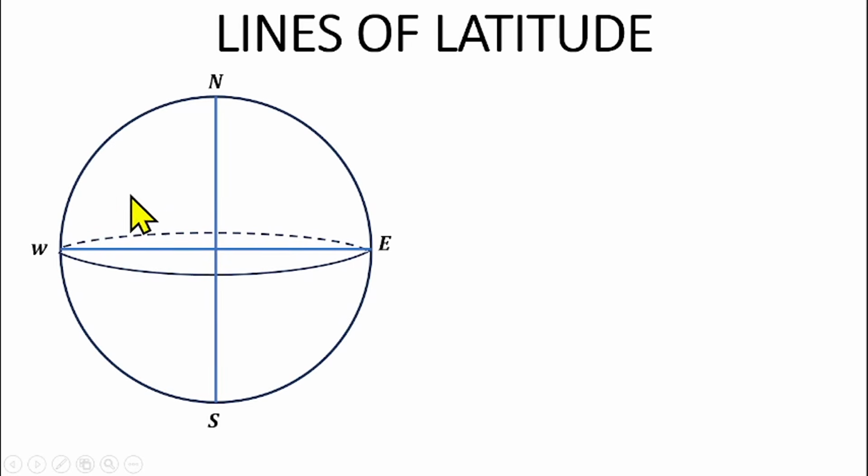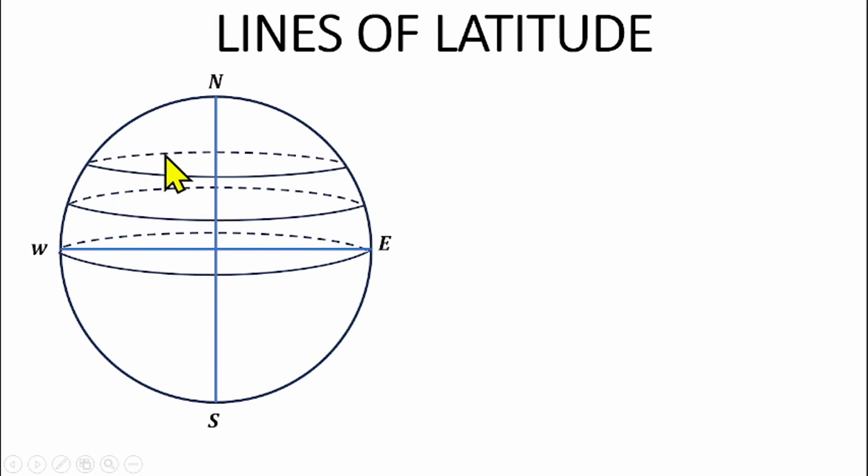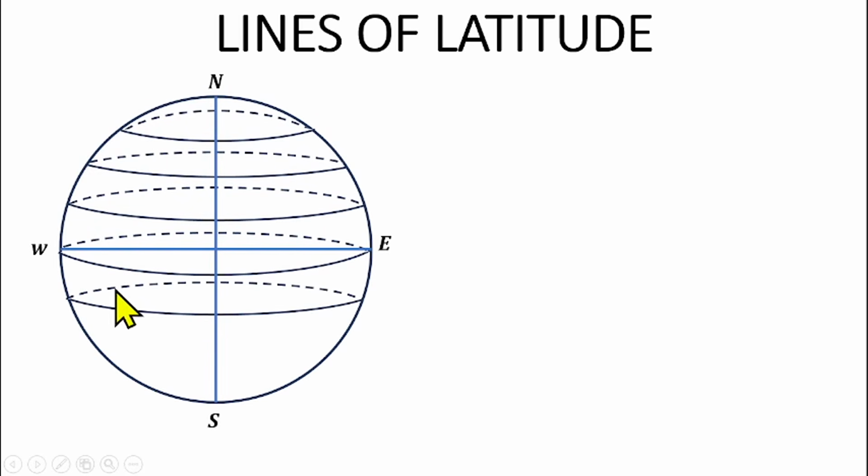But one thing I want you to know is, okay, I'm coming to that. If I cut the Earth in another place horizontally as well, I'm going to have another line of latitude. If I cut it again, I'm going to have another line of latitude. Line of latitude, line of latitude. So all these are called lines of latitude.